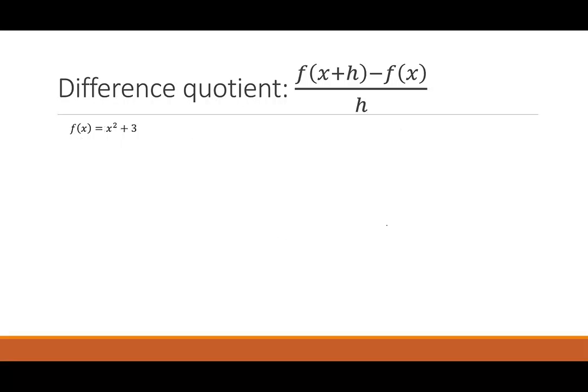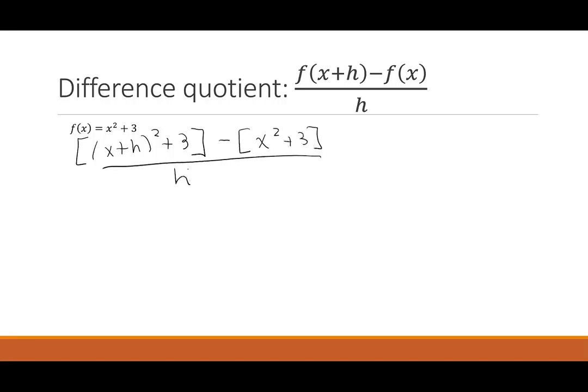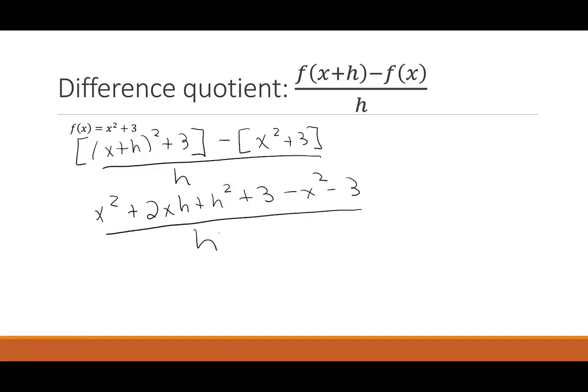So let's try that with a different function. This time I have x squared plus 3. So I'm going to start the same way. x plus h squared plus 3. I'm going to do brackets. Minus, I'll do brackets again, x squared plus 3 over h. So like we saw earlier, when I square a binomial, I get a trinomial. I have x squared plus 2xh plus h squared plus 3, then minus x squared minus 3 over h.